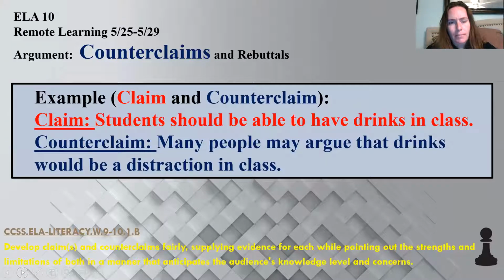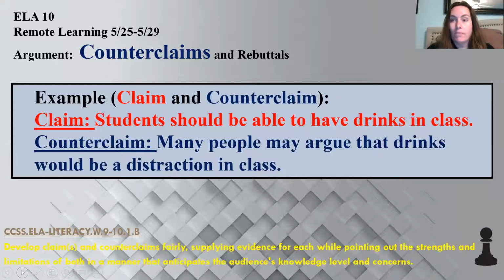So here's another example, okay, just to get you thinking. If my claim is that students should be able to have drinks in class, maybe the main claim of the paper is something about the rules in school that we think should be changed or be universal. And so maybe I feel really strongly that students should be able to have drinks in class. The counterclaim to that would be, many people may argue that drinks would be a distraction in class. So I can argue that.